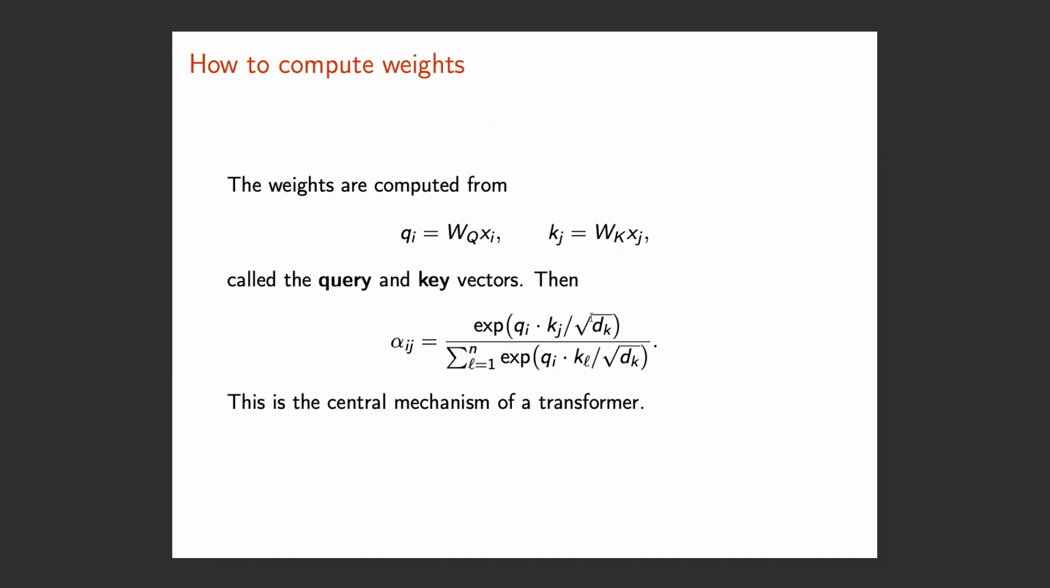I'm going to tell you why we have this square root of dk. But this becomes, again, parameters to be trained. These are parameters to be trained. So this is called the query and the key vectors. And that's the central mechanism of the transformer.